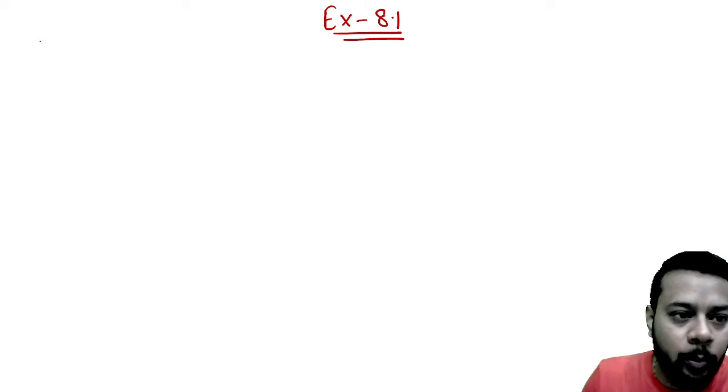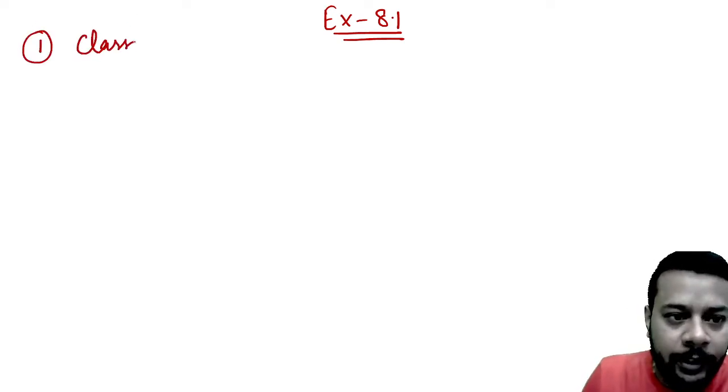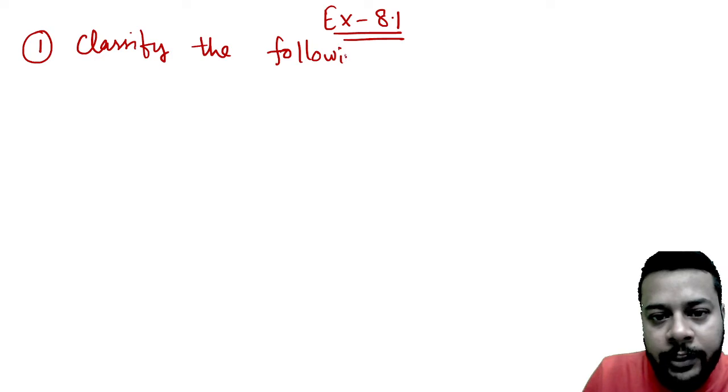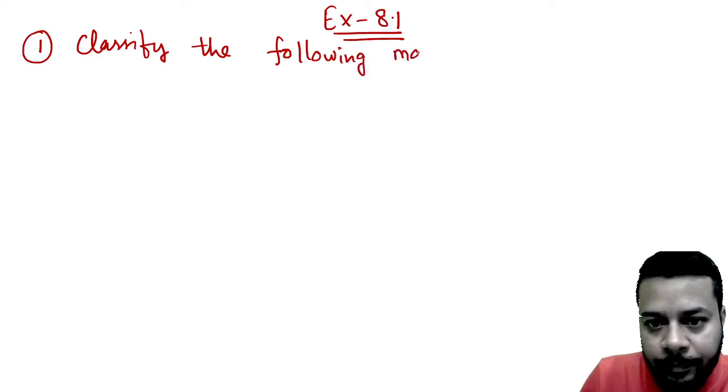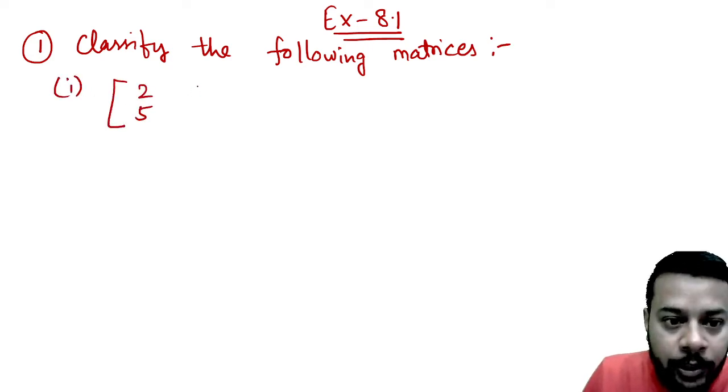In the very first question, let's see what they have told us. To classify the following matrices. This is the very first question of this exercise. So let's see what shall be the answer. How to classify these matrices. The very first matrix is 2, -1, 5 and 1.